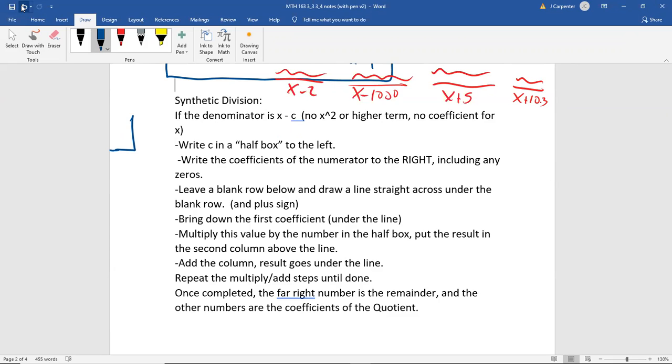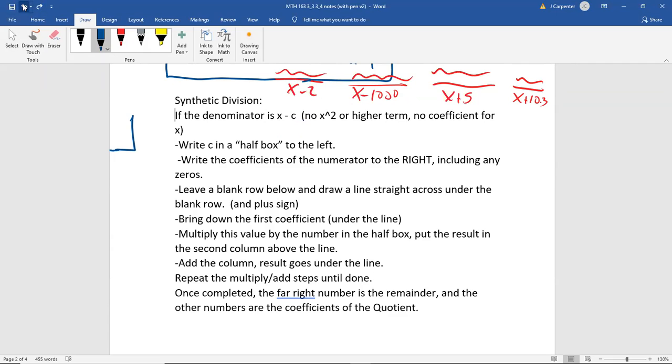And then you put that number, whatever this was, in that box. Now if this was a minus 2, then a positive 2 goes here. That's what this minus is trying to emphasize, that the number in the half box changes sign. So for this first one, it would be a positive 2. For this one, it would be a positive 1,000. For the third one, because that says plus 5, we'd be putting a minus 5 here. And for the last one, because that says a plus 10.3, we would have been putting a minus 10.3 there.